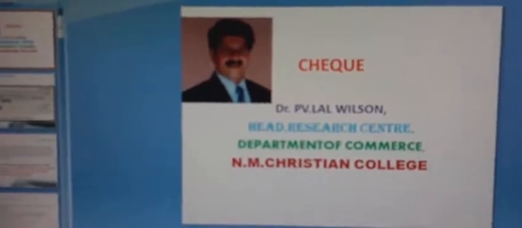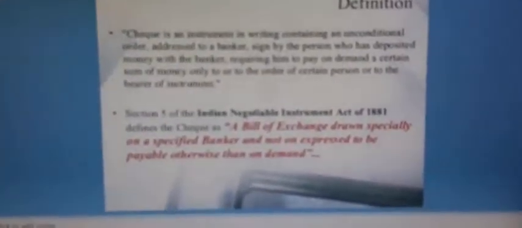Now we can see what is the check. In the check we can see the pay, the amount is given here, the bank is there. This is the format of a check. Now we can see what is the definition of a check.